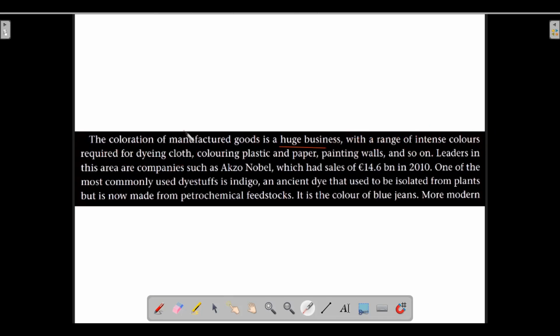intense colors required, and a very large range of colors is required. Not only Vibgyor colors, not only rainbow colors, other colors are also required. So with a range of intense colors required for dyeing cloth. What does it mean by dyeing cloth? Applying dye to the cloth. Applying dye to the cloth is called dyeing of cloth. Okay, coloring plastic and paper.